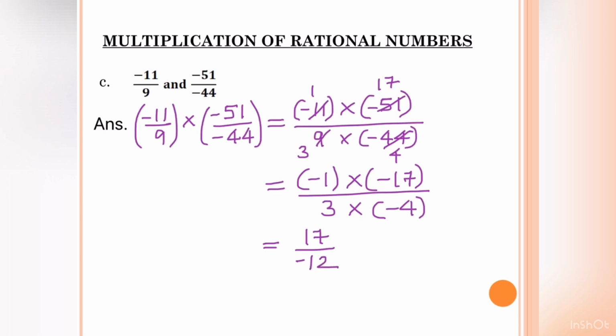Now in this expression, the numerator and denominator have opposite signs. So it is a negative rational number. So this expression is equal to minus 17 by 12. This is the answer.